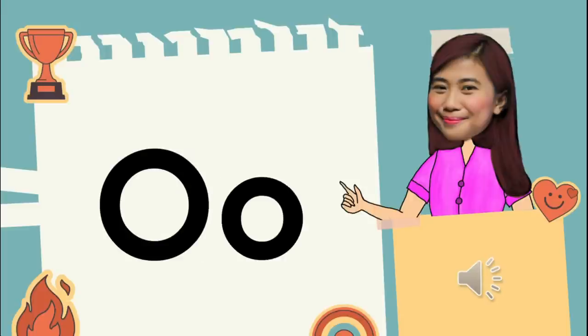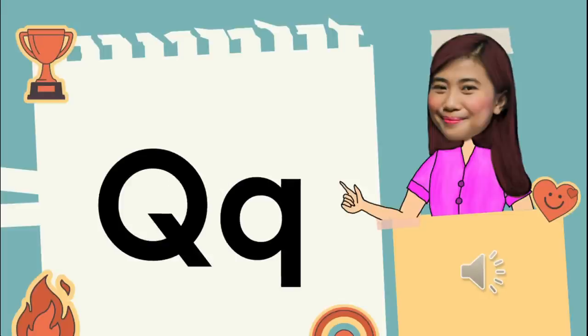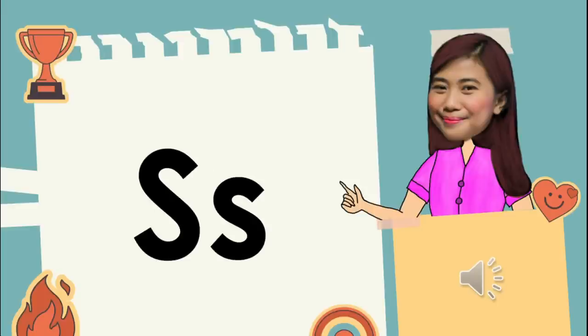This is the sound of letter O. O. This is the sound of letter P. P. This is the sound of letter Q. Qua. Qua. This is the sound of letter R. This is the sound of letter S.